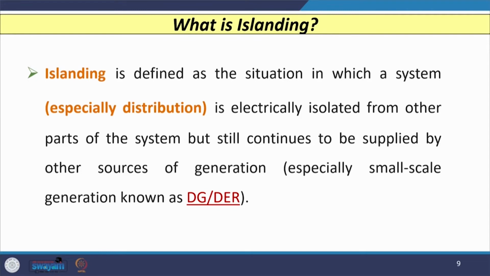Islanding is defined as the situation in which a part of the system, especially the distribution system or distribution network, is electrically isolated from the rest of the system, and this isolated part still has supply from local sources, which we call distributed generators or distributed energy resources.